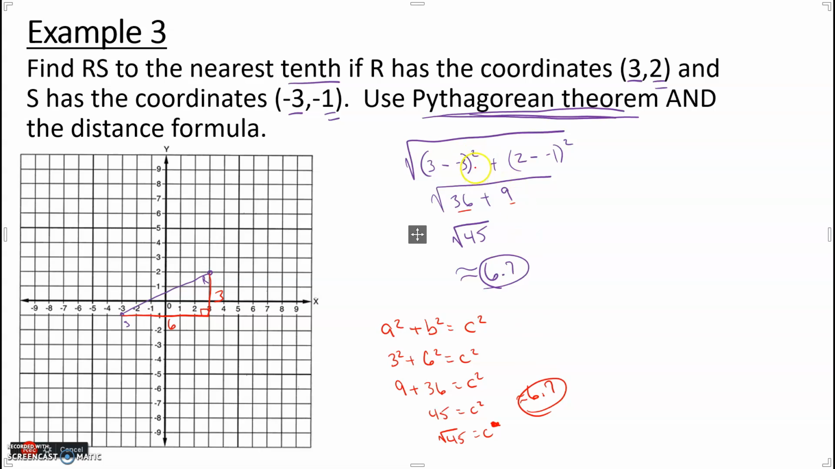So either way, the distance formula is derived from the Pythagorean theorem. So if you forget the distance formula, you can always graph it out and draw a triangle. Use the Pythagorean theorem.